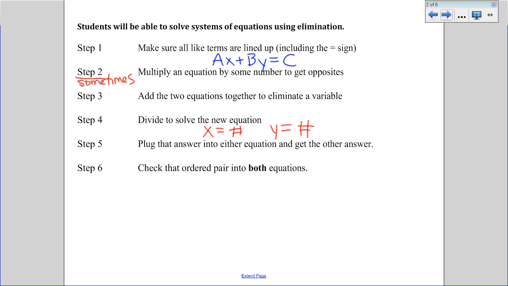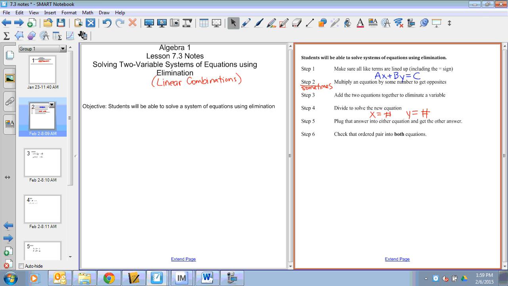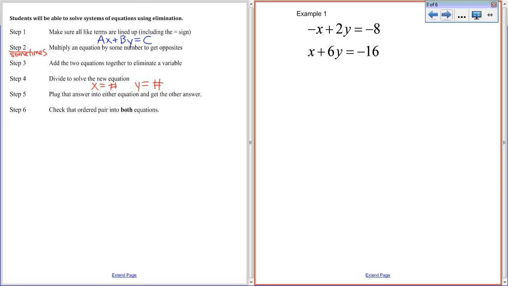All right? So let's take a look at our first example. We have negative x plus 2y equals negative 8 and x plus 6y equals negative 16. Does this match what you guys have? Beautiful. All right, do I have x and y, equal signs, and our constants lined up? Yeah. Beautiful. So we got step 1.